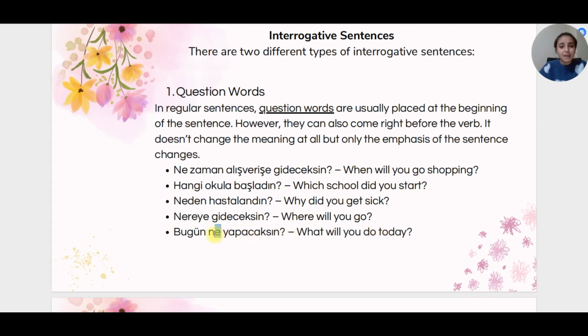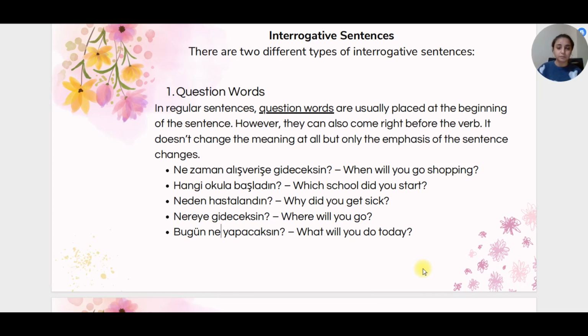And here, ne is not at the beginning of the sentence. It is on the middle with bugün, today, and yapmak, to do verb. Bugün ne yapacaksın? I can ask only ne yapacaksın? What will you do? Or I can ask ne bugün yapacaksın? But be careful about this part. Emphasis of the sentence is important. You can change the sequence of question words if you want to make an emphasis to the verb.